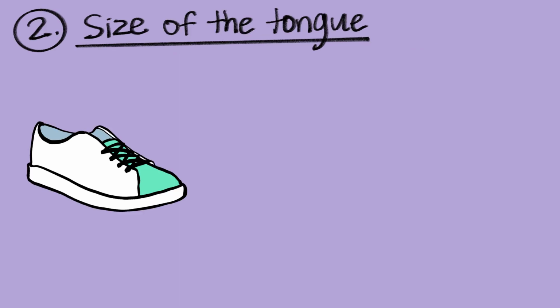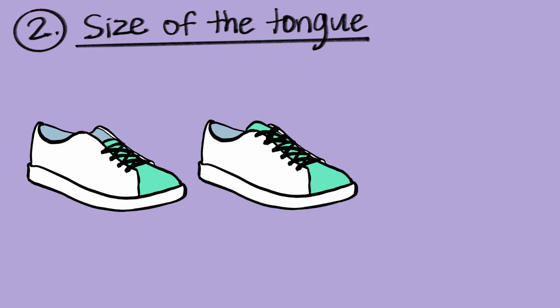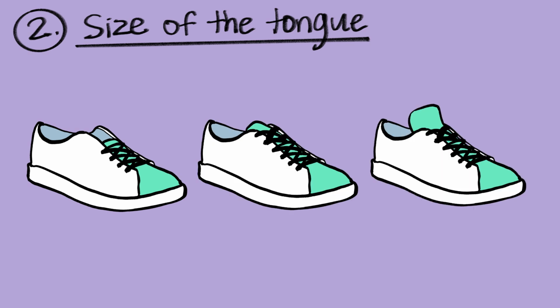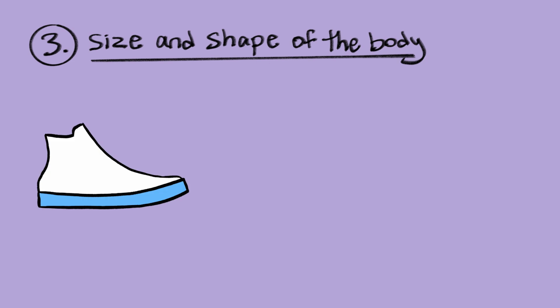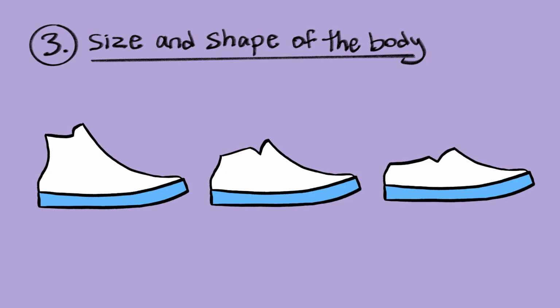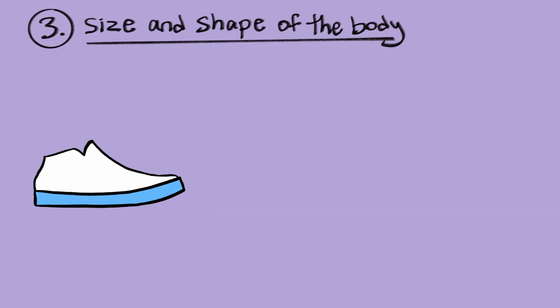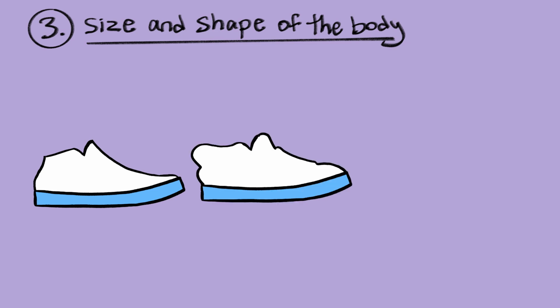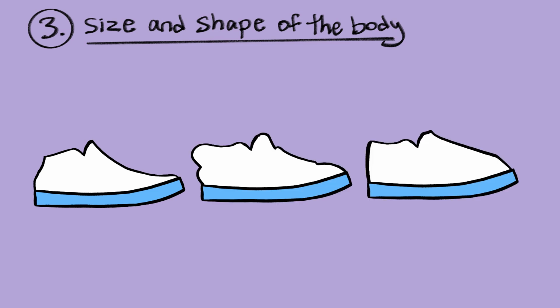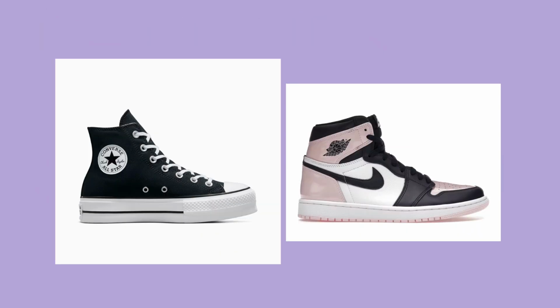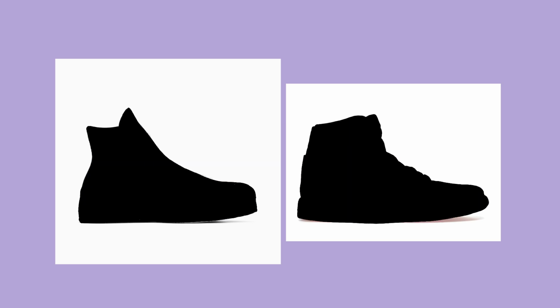For the tongue, making it shorter or longer, thinner or thicker will change how much the shoe covers the top of the foot. And for the body, changing its size will determine how tall or short the shoe is overall, and changing its shape will determine most of its overall silhouette, as well as what type of shoe it is. For example, a Converse high top has a different silhouette than a pair of Air Jordans.